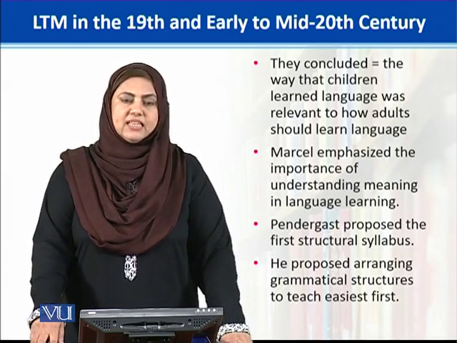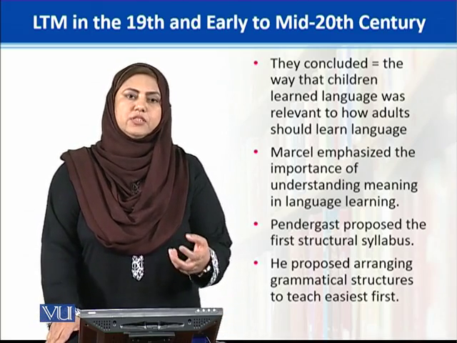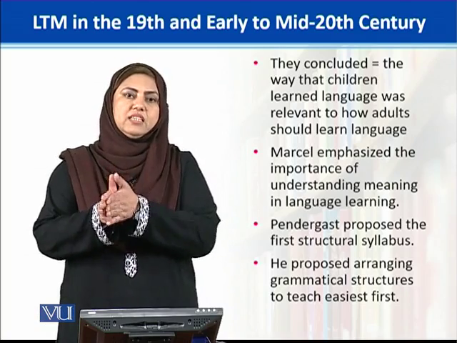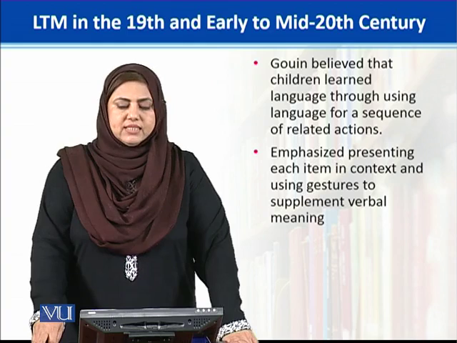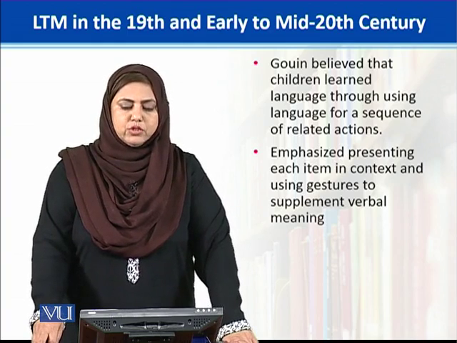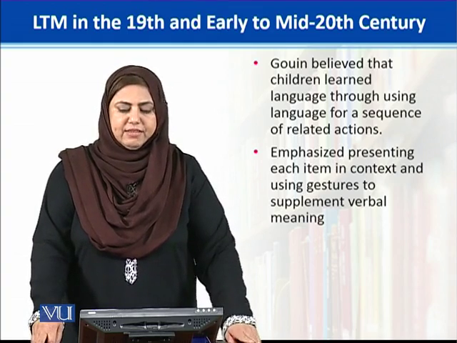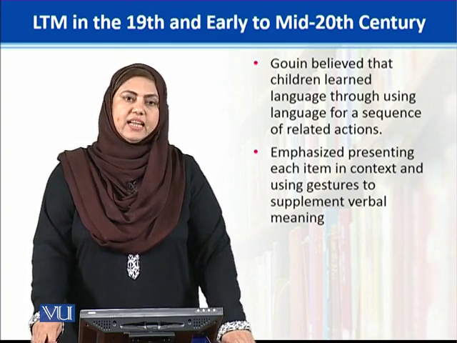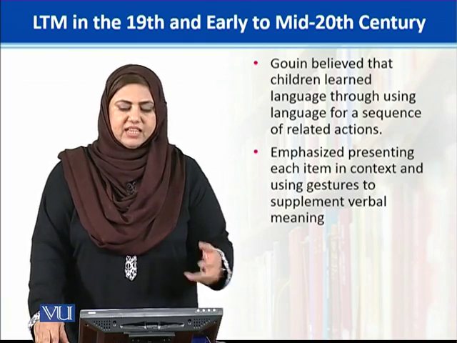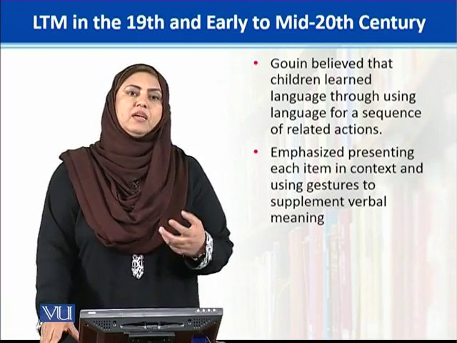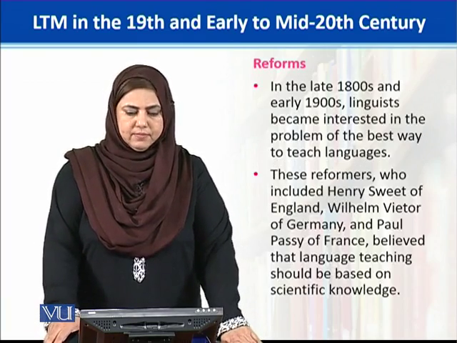He proposed arranging grammatical structures, teaching the easiest as the first choice and gradually moving from the easiest to the difficult ones. As far as the contribution of Gouin is concerned, he believed that children learn language through using language for a sequence of related actions. And he emphasized presenting each item in context. Thus, contextualization became important. And he emphasized using gestures to supplement verbal meanings. Again, this is the way children learn L1.